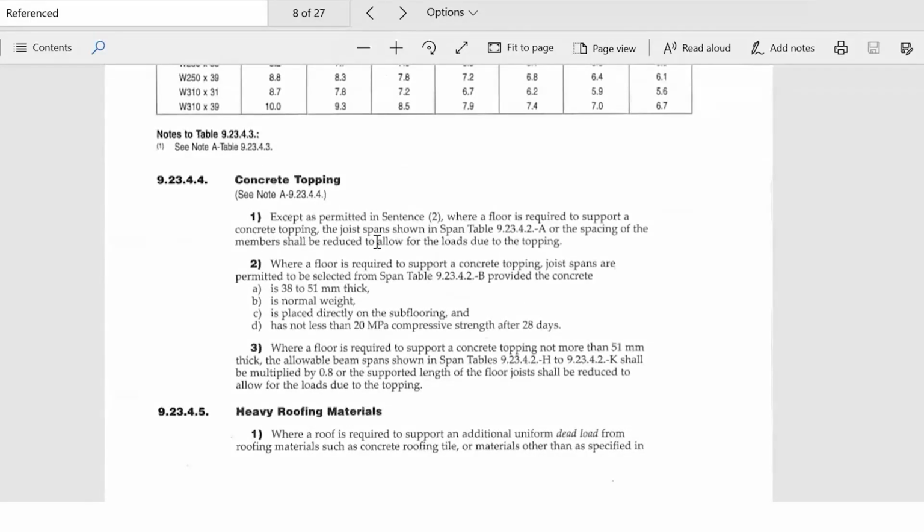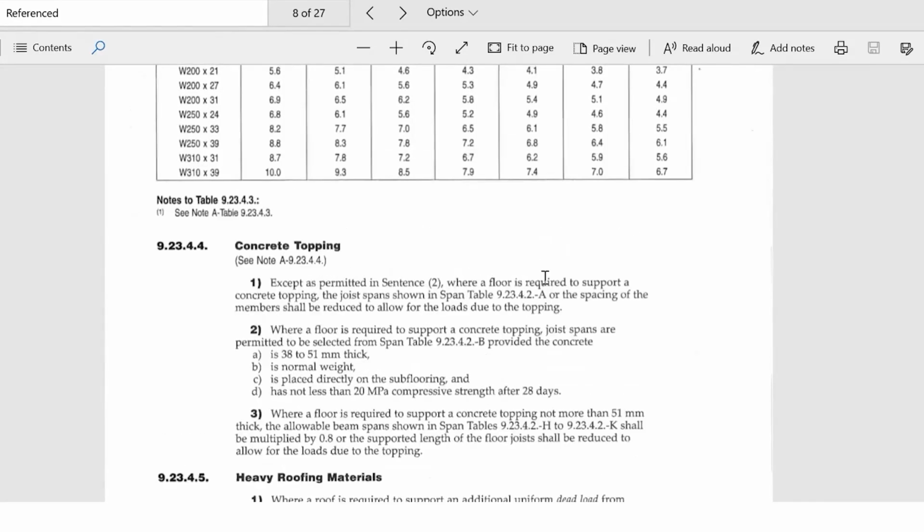What about the concrete topping? Where a floor is required to support a concrete topping, the joist spans shown in table 9.23.4.2A or the spacing will be reduced to allow for the loads due to the topping. So the topping adds to the load on the member, so you need to address the joist. Basically, you need to make sure that the spacing of the members is reduced so that you can account for the structural loads.